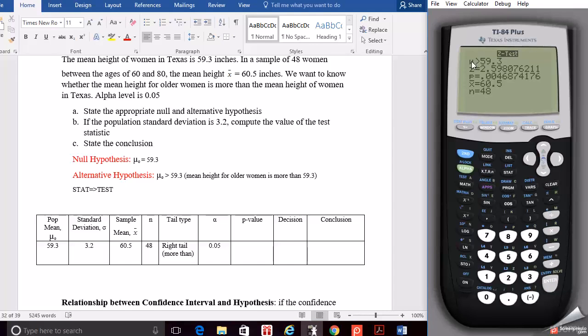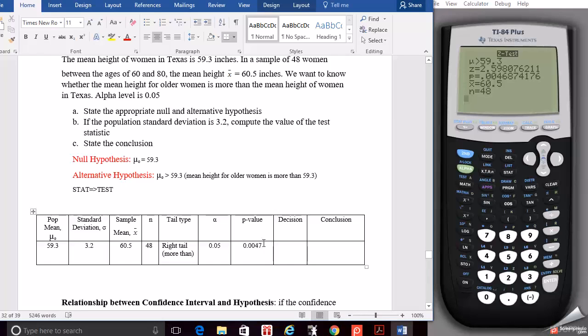You can see the output. The very first line is just our alternative hypothesis. The second is the test statistic, which is 2.5960. This is the p-value, and this is what you are going to use to compare with the alpha level. Let's write it down right here. The p-value is 0.0047, if we round to 4 decimal places.